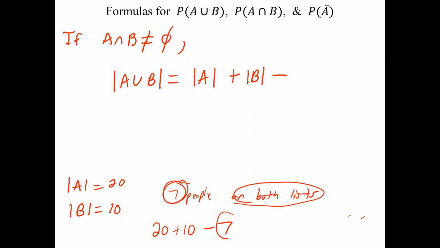So how many people are on both? Well, that's this event, the ones that are on both, A and B. So the number of people on both, you take it away, and you get that. Okay, so when they are disjoint, you don't have this term. But if they're not disjoint, you have this extra term here.